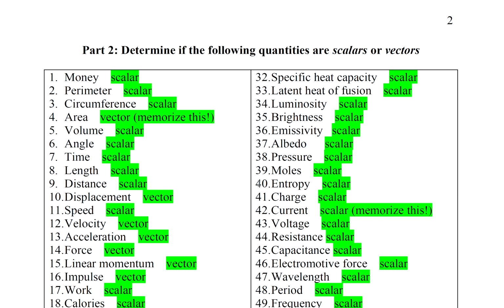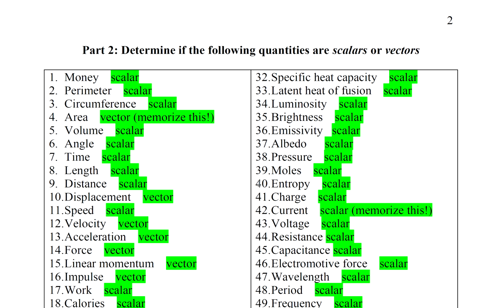Part 2, determine if the following quantities are scalars or vectors. So you have to ask your teacher which one of these variables you're going to learn. So no need to memorize all of them. So money is a scalar. Question number 1. So if you have like $10 and you add $10 to it, you get $20. You don't say $10 north plus $10 south equals $0. That's not how money works.